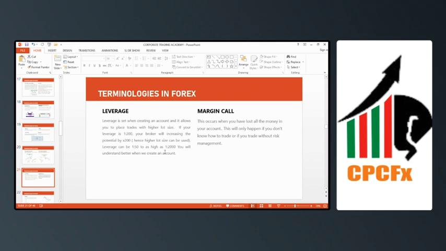But know that when trading with such kind of leverage, when your trades exceed your capital, the broker will close you out. Okay.